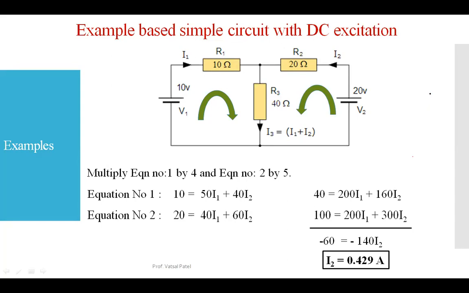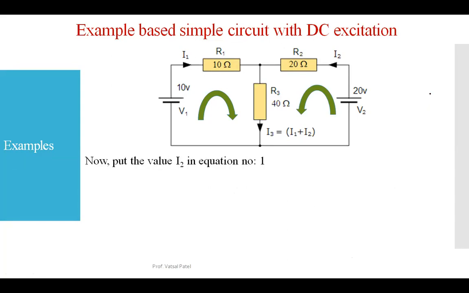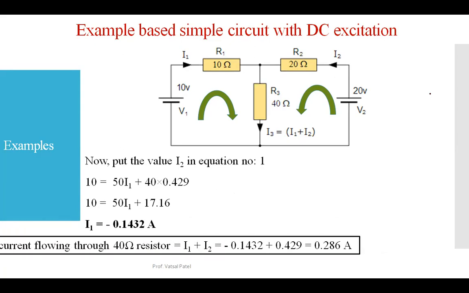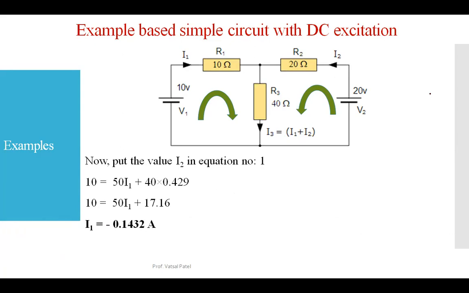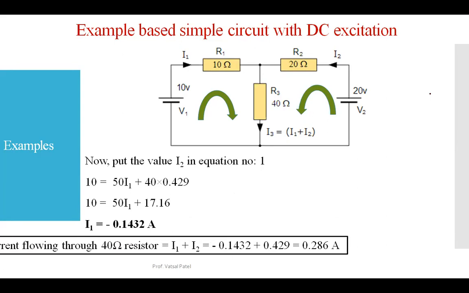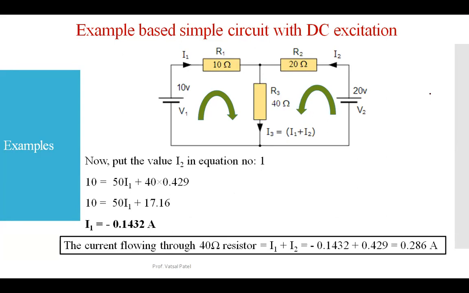If you put this I2 value in one of the equations, you will get the I1 component also. It is minus 0.1432. And at the last, the current flowing through the 40 ohm resistance is equal to I1 plus I2, so it is about 0.286. Those who are getting the same answer, I will just verify with this answer also.